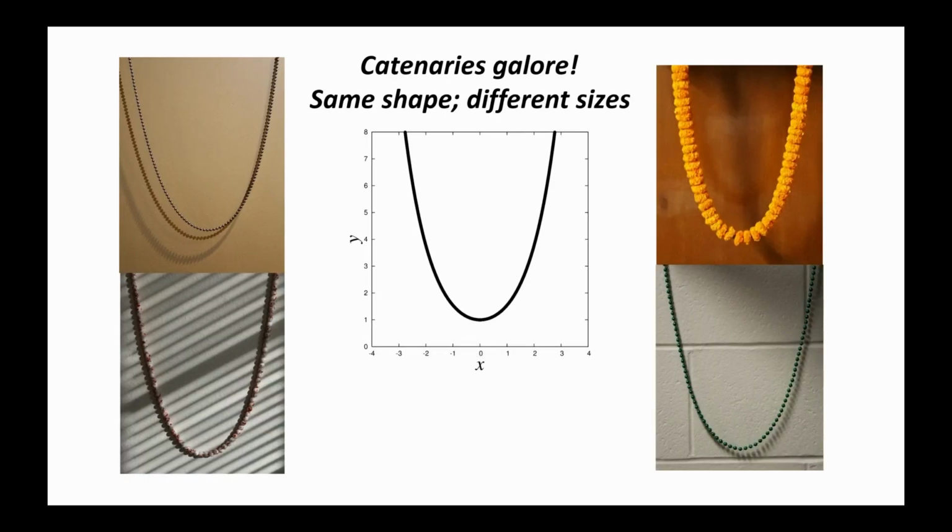So these are some playful examples of snapshots of catenaries. I tried to scale them to the same size so that the fact that all catenaries are alike in shape is more obvious. So garlands, ropes, beads, all forming catenaries when they are hanging in equilibrium like that.